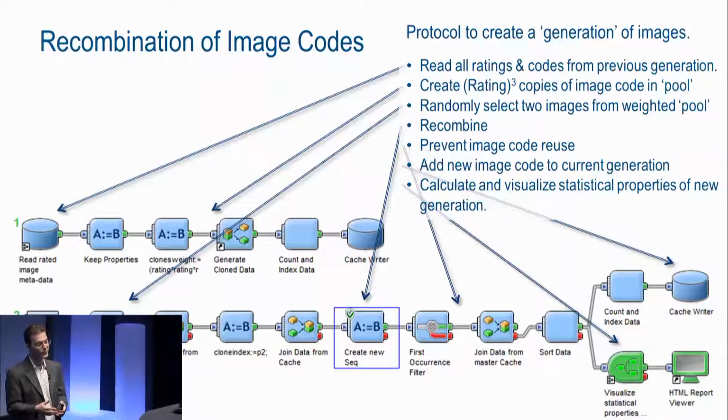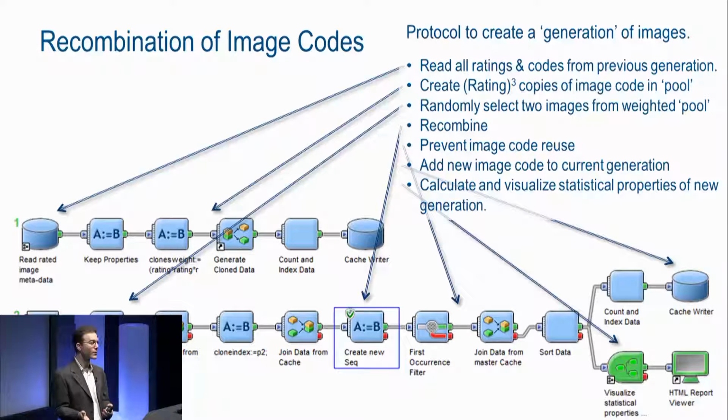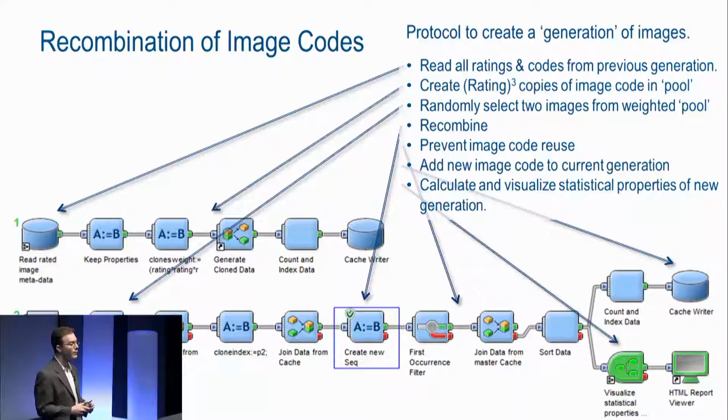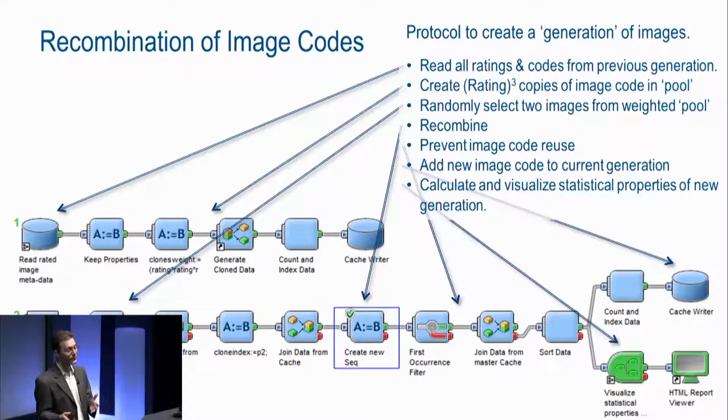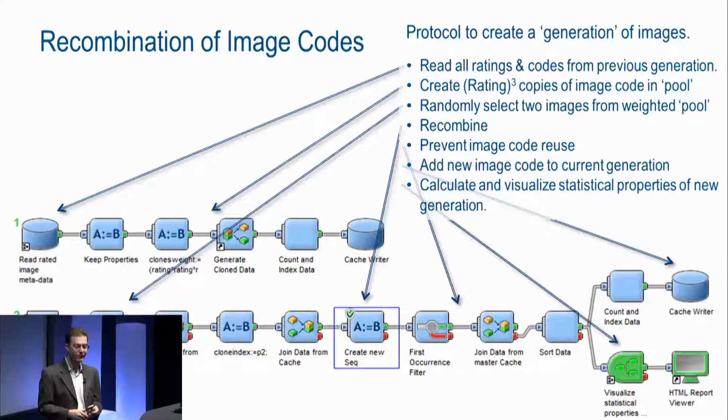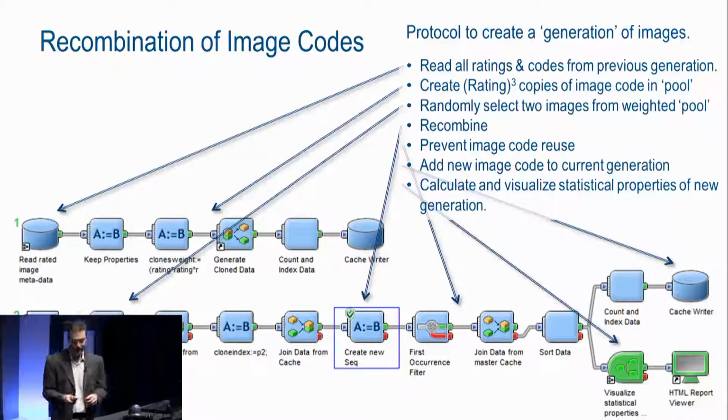The next thing we do is we make sure that we aren't duplicating an image. So again, the first occurrence filter makes sure that the code that I'm going to make is not duplicated in this set. And then there's another join data from master cache component here. This is just a join component that looks in the database of all the images based on their codes that have been generated before, and makes sure that I'm not repeating anything from an earlier generation. So anything that has a match gets filtered out. Anything that fails is a new thing, so we can go ahead and create that. Then we add them to the database and visualize statistical properties of the new set.